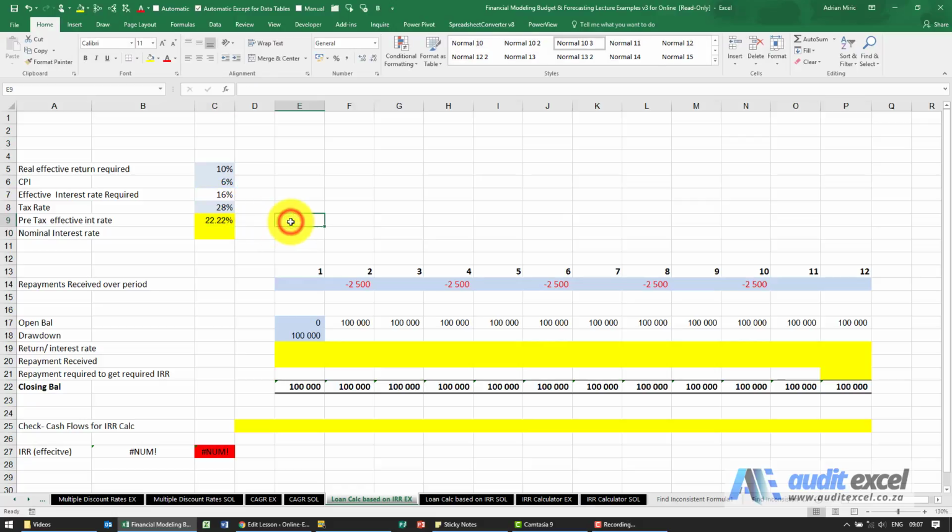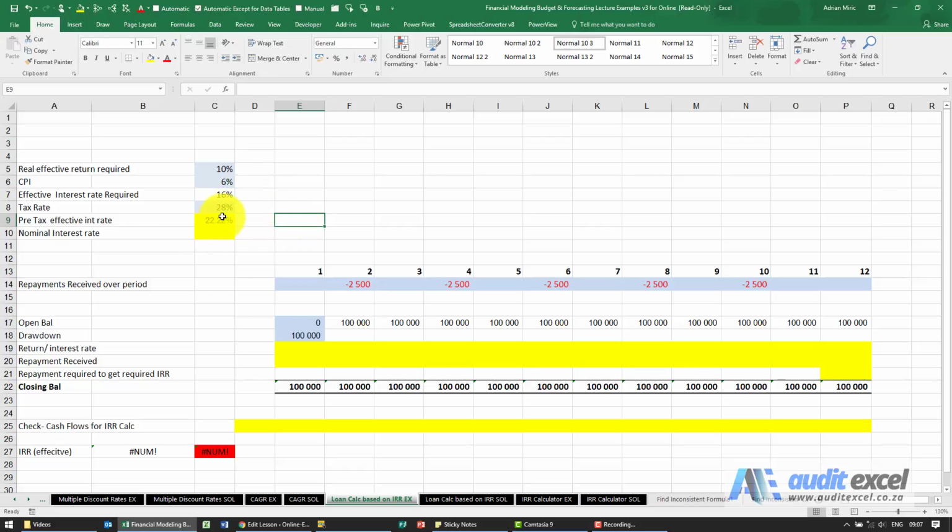Let's just check. Take the pre-tax rate and multiply it by 1 minus our tax rate. Should get to 16%, exactly 16%. So that's what we need pre-tax.